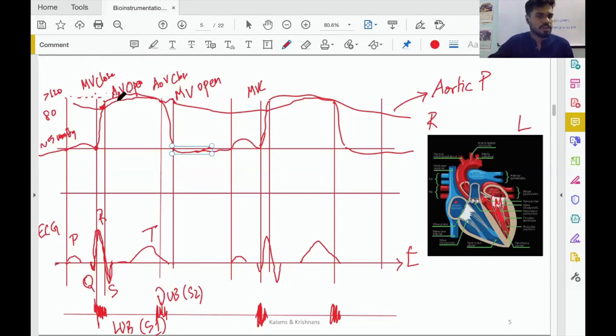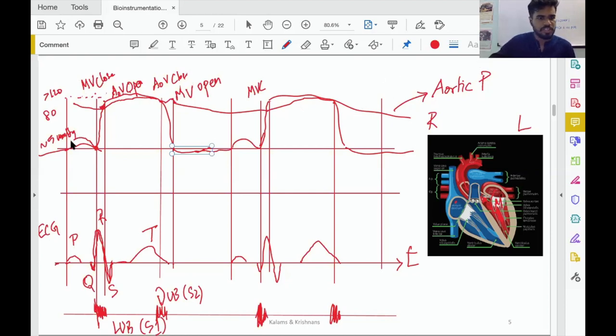Whatever you ask for the aortic valve, you can ask for the mitral valve. Why does the mitral valve close here? Because the atrial pressure drops. Let's say this is the atrial pressure. On this side, it's higher. Then it drops below the heart's pressure. So the mitral valve closes.